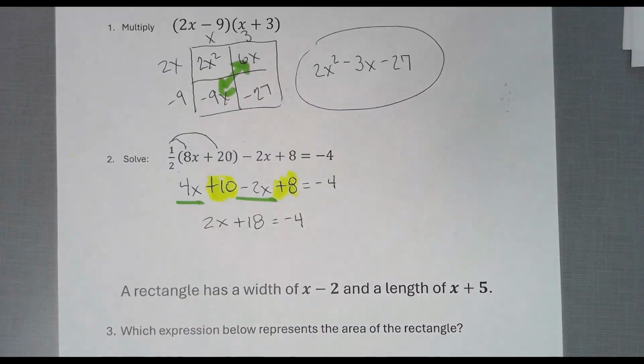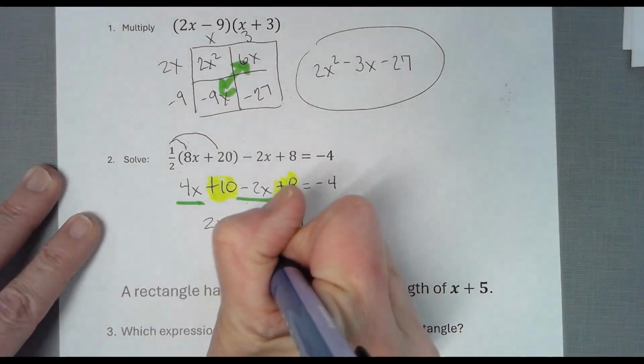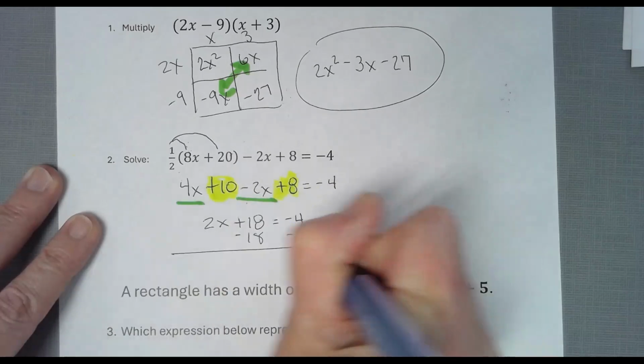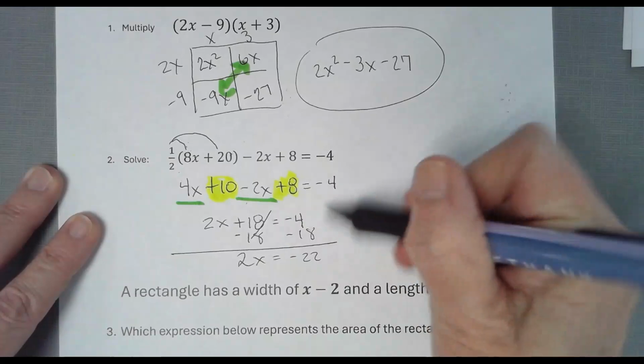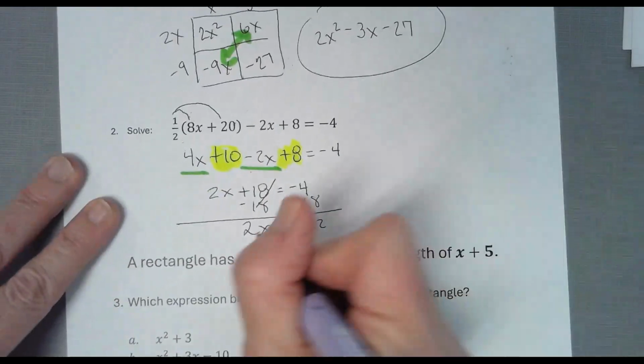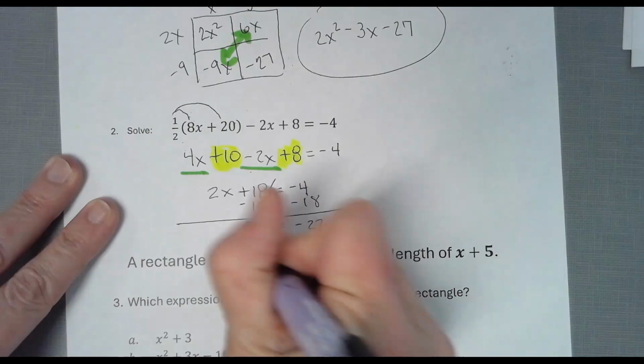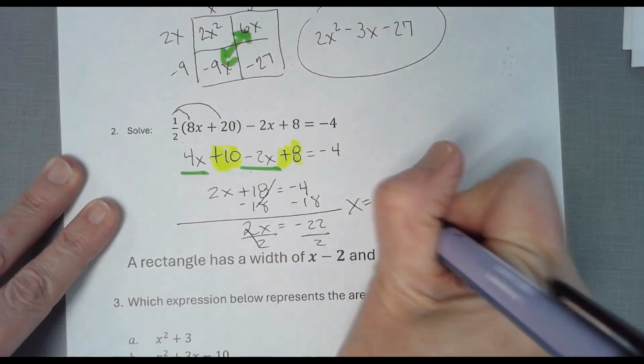Y'all, the reason why I put those steps in that order is because if you do it in that order, all of a sudden you have a 2-step equation from 7th grade. So now we subtract 18 on both sides. We get 2x equals negative 22. When I combine, that's negative 22. And my last step is to divide by 2, and I get x equals negative 11.